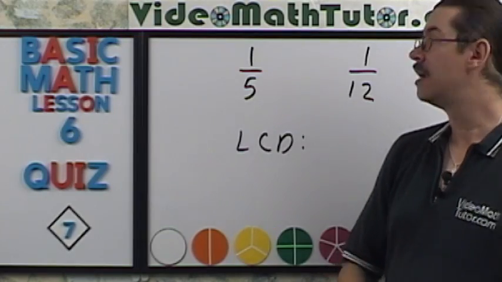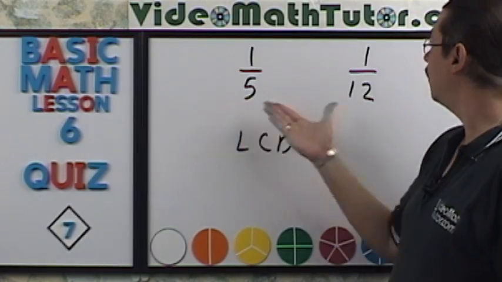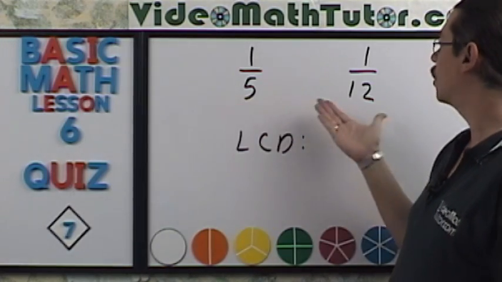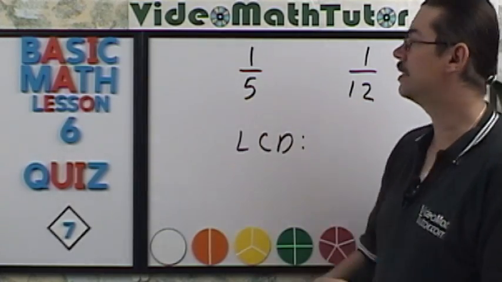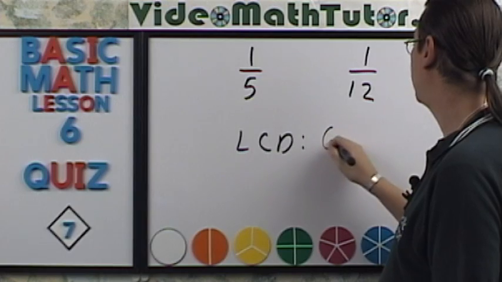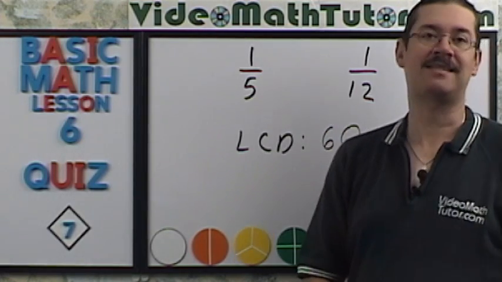For question number 7, I want to find the LCD between a 5th and a 12th. Well, 5 doesn't go into 12 at all, so there's no need to do factor trees. Just multiply the two numbers together. And 5 times 12 is 60.